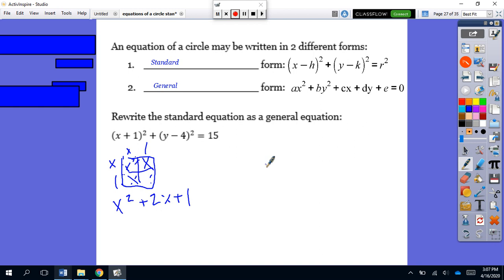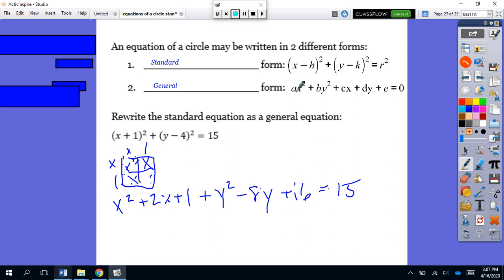And then if you do the same thing with the (y minus 4), and I'm not going to do it, I'm going to let you do it yourself, it's a quick way to do it. You just square the first term, y squared, double this number, so negative 8, and put the y on, and then square the second term. Negative 4 times negative 4 is 16, and that equals 15.